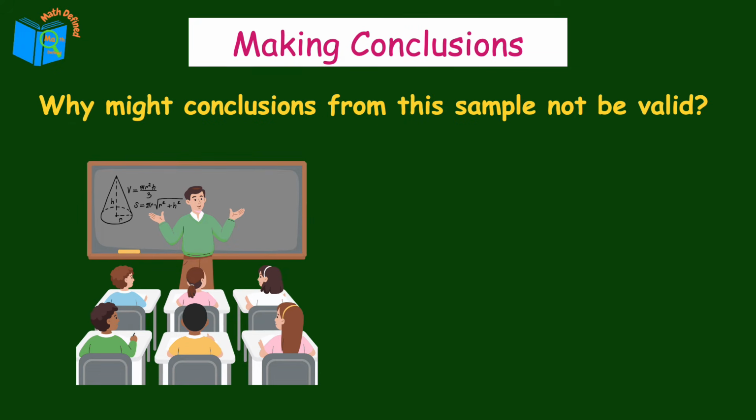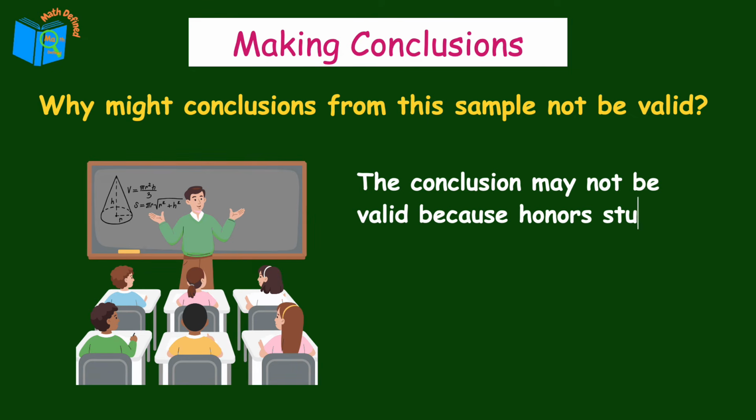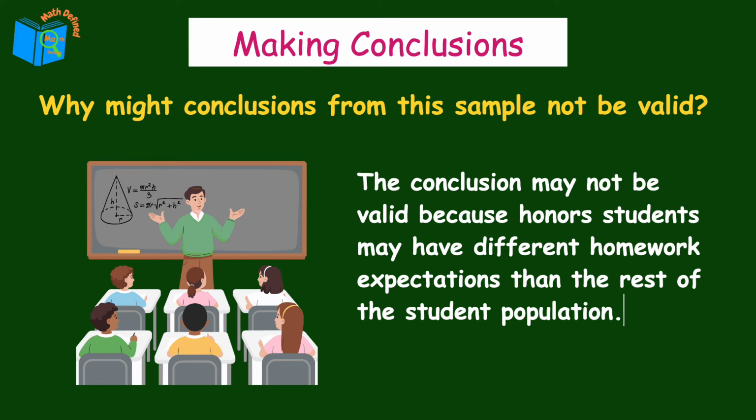Why might conclusions from this sample not be valid? What could go wrong? Think about how this group of honors math students might feel differently than other students. The conclusion may not be valid because honors students may have different homework expectations than the rest of the student population.